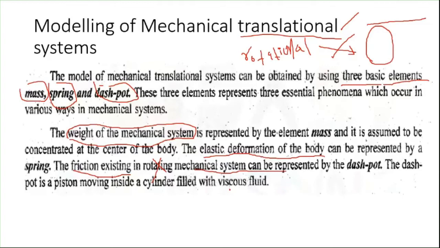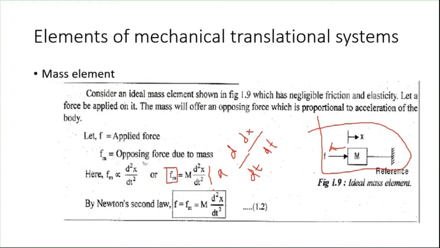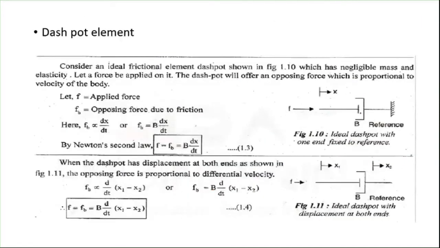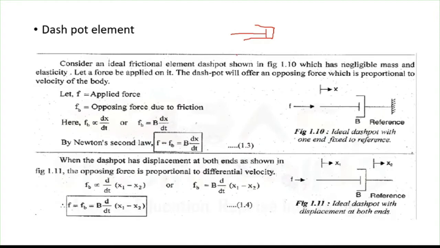So a dashpot represents the friction affecting a mechanical system. This is the symbol of a dashpot. A dashpot is simply a piston within a cylinder. We know that to identify and study friction, one simple mechanism is the dashpot.